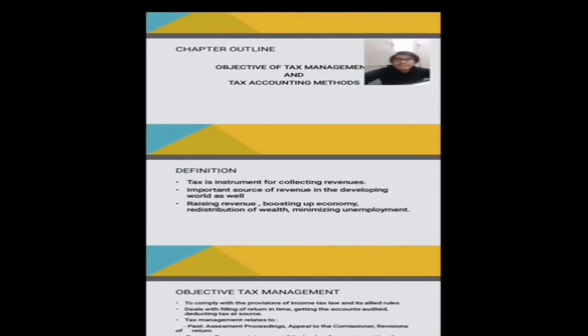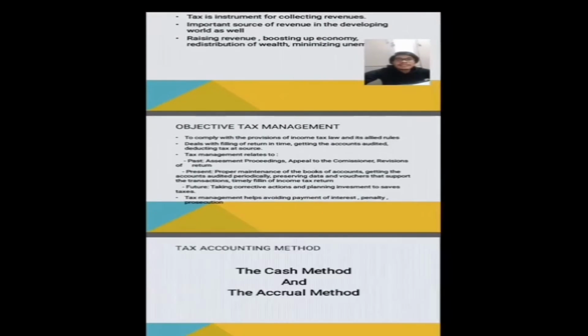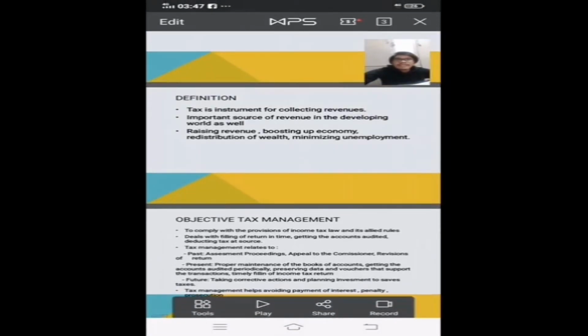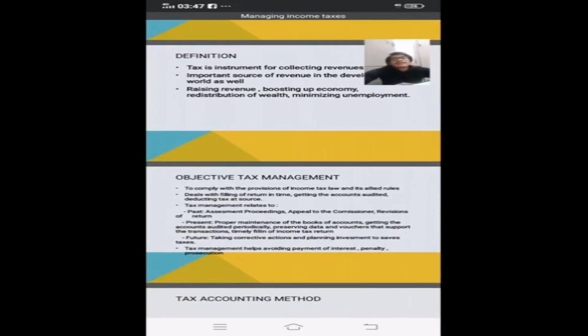Tax is a permanent instrument for collecting revenue. It is a major source of revenue in the developed world and has been appearing as an important source of revenue in the developing world as well. It has been an instrument of social and economic policy for the government. Raising revenues, boosting up the company, redistribution of wealth, and minimizing unemployment rate are the main objectives of tax. So that is the definition of tax.